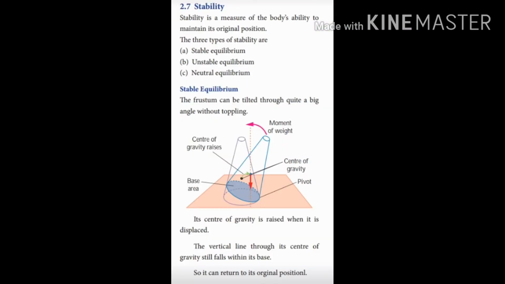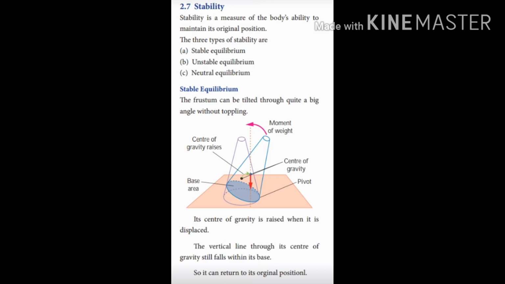Next one, stability. Stability is a measure of the body's ability to maintain its original position. It has 3 types: stable equilibrium, unstable equilibrium and neutral equilibrium. So stability means it is the ability, a capacity to hold the object. Let me see the first type, stable equilibrium.